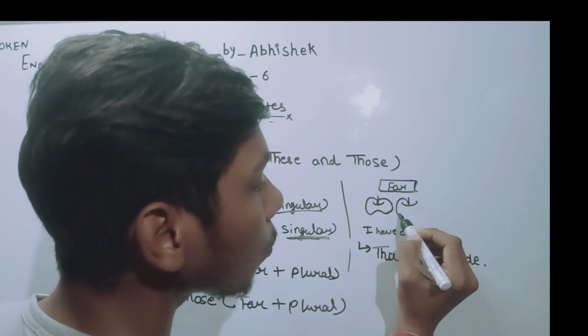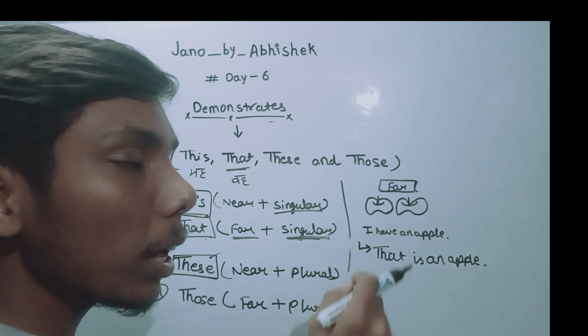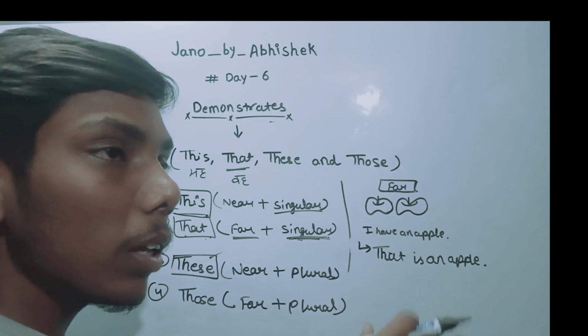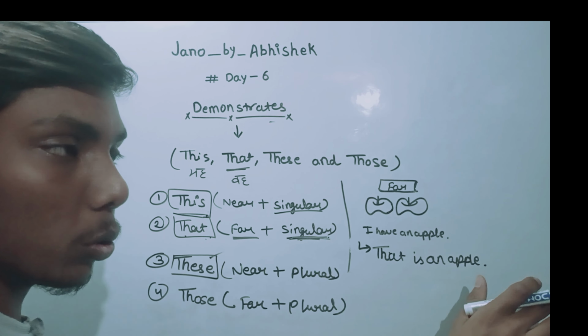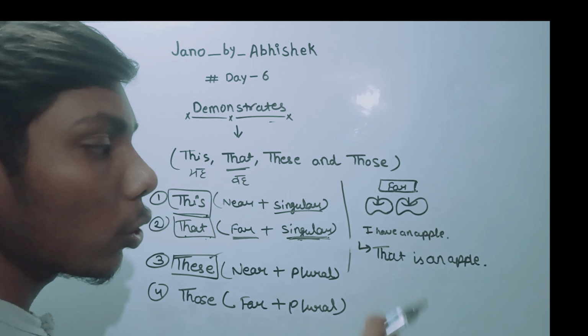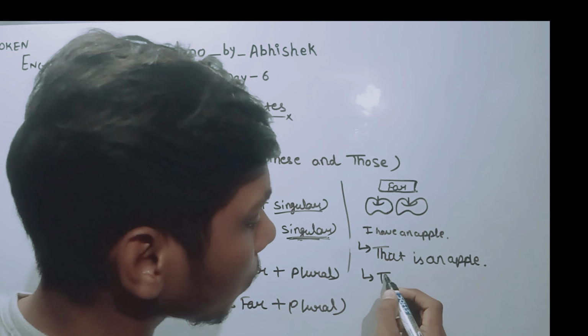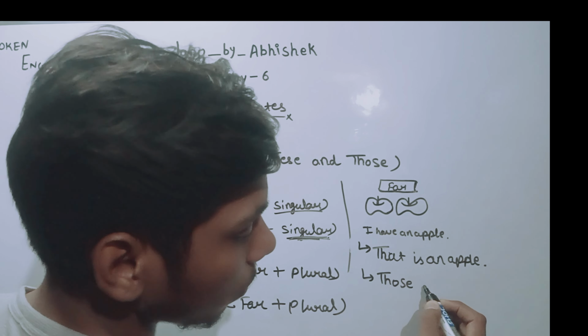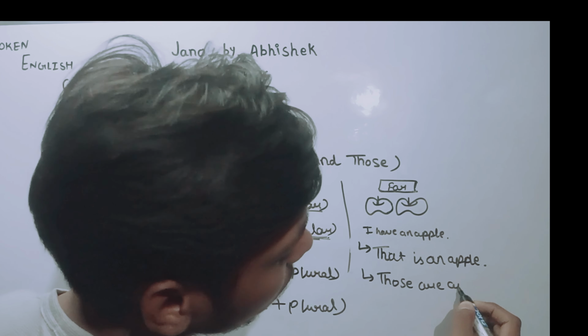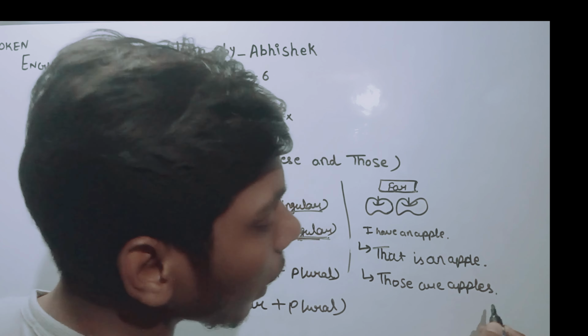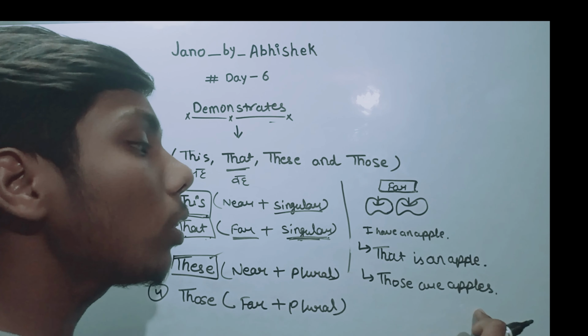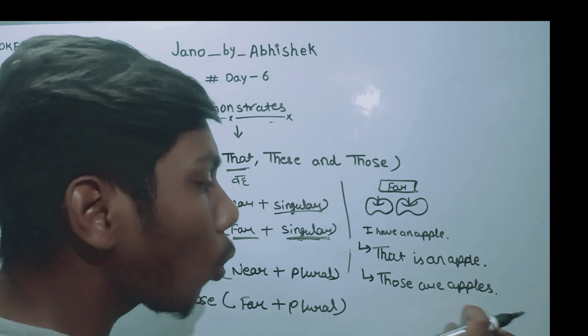When there is more than one apple, in that case, what will I say? I have more than one apple and these are far to me. So in that case, if I have to point them out, then I will say, those are apples. How will I say those are apples?